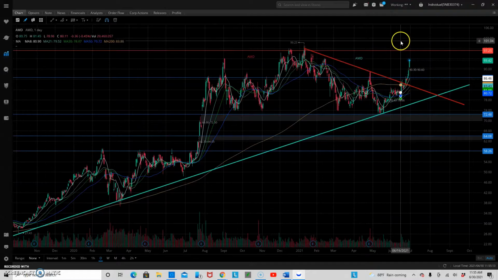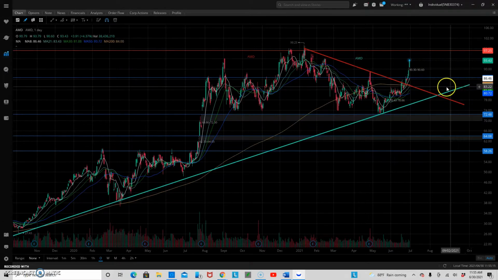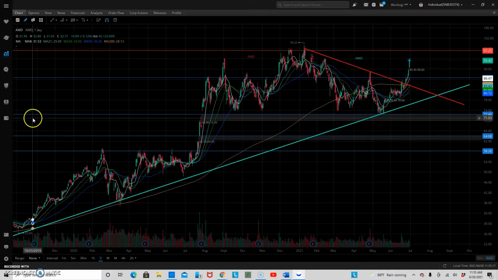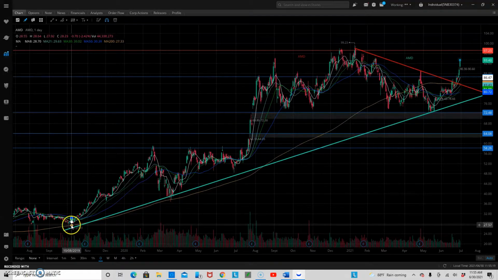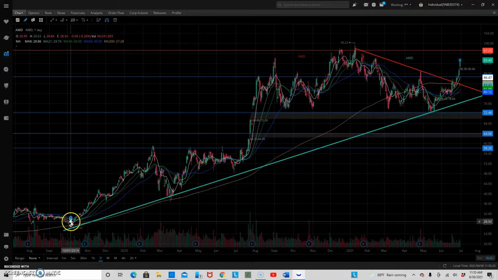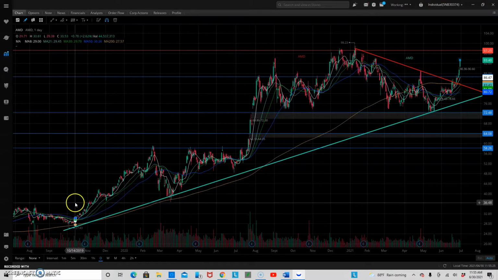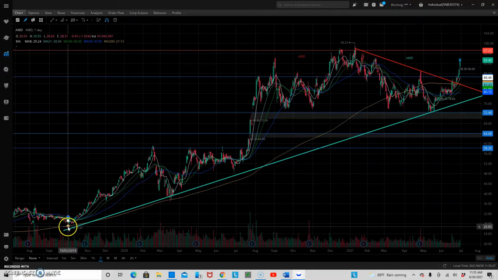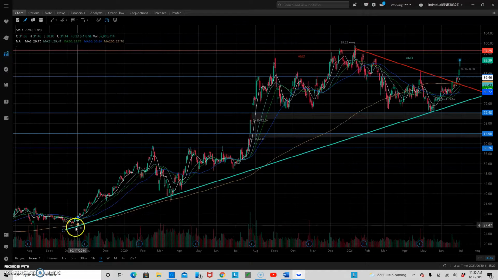Let's take a look at our trend lines here. You could see I have a trend line here in the green that this stock has been following since about, we could go back to October of 2019 here, and you could see when it was trading around $27.